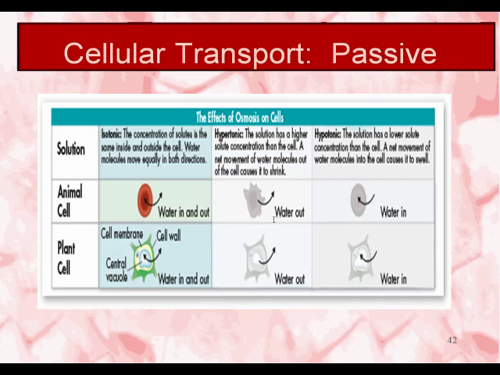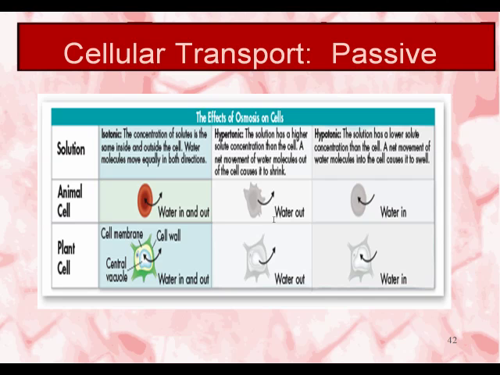Let's look at the effect of osmosis on cells. If the cell is placed in an isotonic solution, this is a solution where the concentration of solutes is the same inside and outside of the cell. Water molecules move equally in both directions. If you can see in the picture, the animal cell and the plant cell have water molecules moving at the same rate in both directions. Nothing really happened to the cell or the size of the cell.